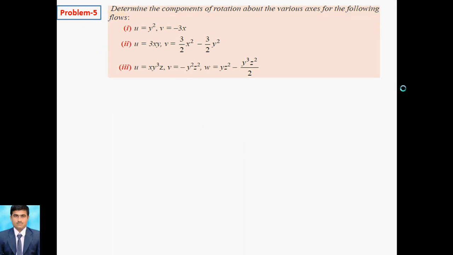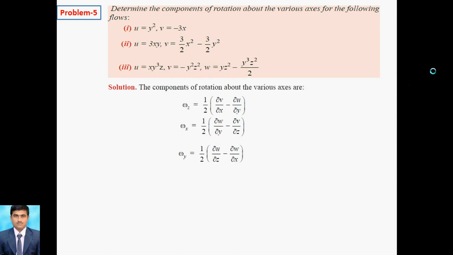You can take the first problem, second problem, and third problem. So first of all, we take the first problem. What is the first formula? This is the rotational component, as we already discussed: ωz, ωx, and ωy. If you take the first equation, I'll clearly mention that u is equal to y², v is equal to minus 3x. And if you take ωz is equal to half of ∂v/∂x minus ∂u/∂y.